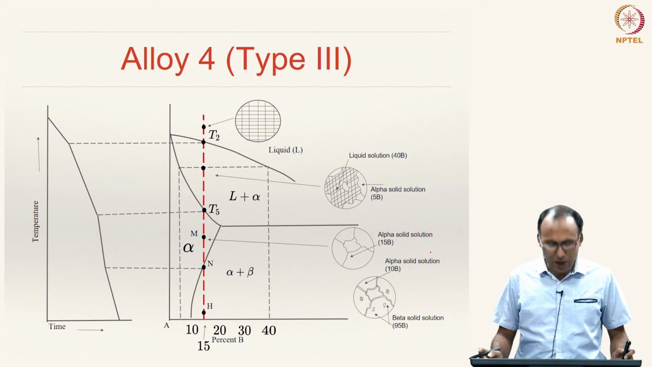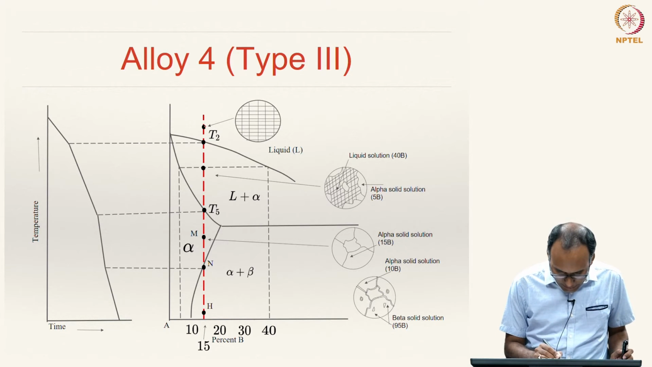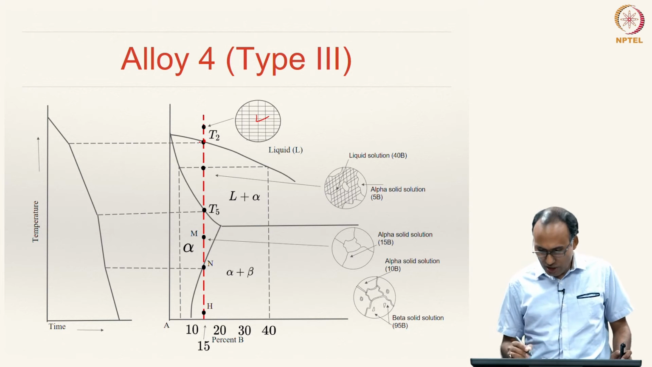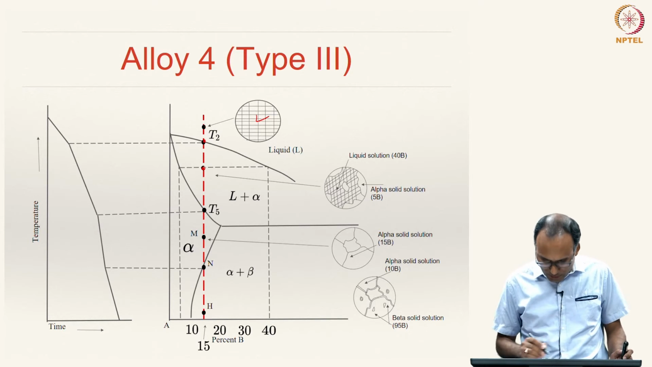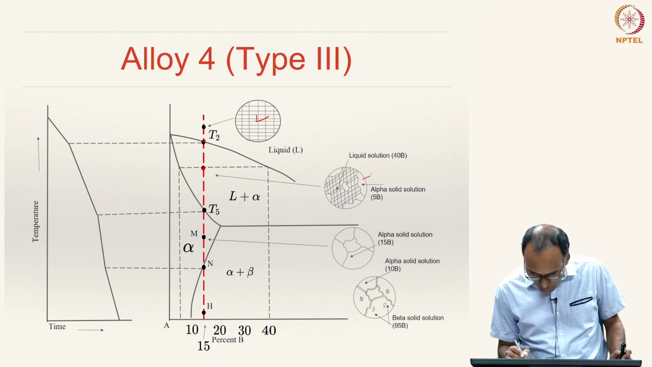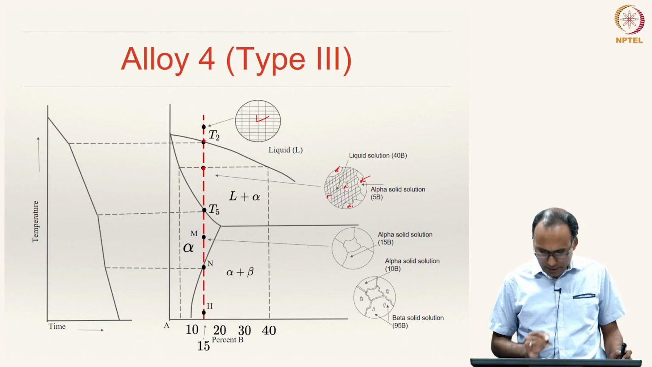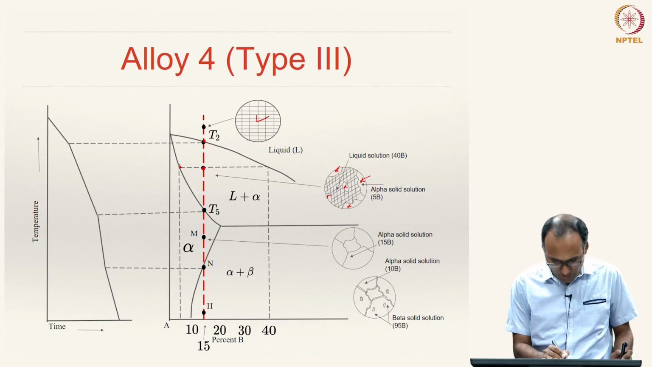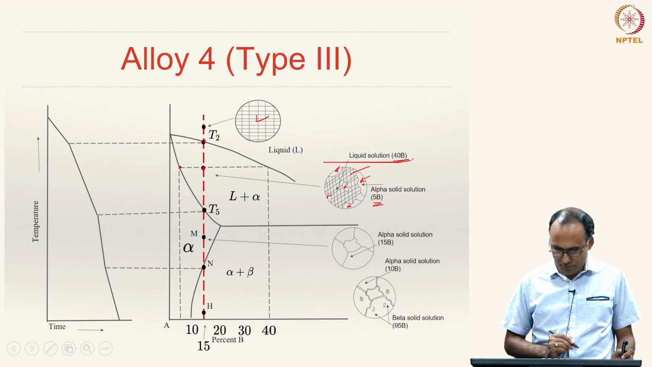Now, let us look at alloy 4, which is an interesting alloy here. At this position everything is liquid, and at temperature T2 the liquid starts solidifying. So, that means initial alpha phase starts forming, and then at some intermediate temperature we are seeing the alpha solid solution, this is alpha, alpha, alpha, and the remaining liquid. And here if you see, the composition of alpha is 5B and the remaining liquid is 40B, right.